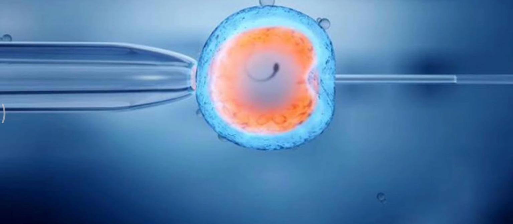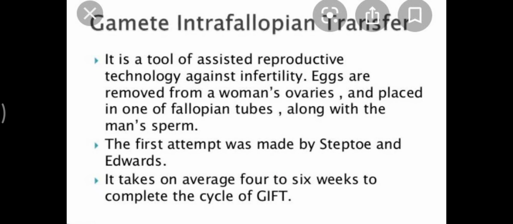This zygote then starts changing into an early embryo, up to 8 blastomeres, and it can be transferred into the fallopian tubes. When it is transferred into the fallopian tube, it is known as zygote intrafallopian transfer, that is ZIFT. An embryo with more than 8 blastomeres is transferred into the uterus, and that is known as IUT, that is intrauterine transfer.